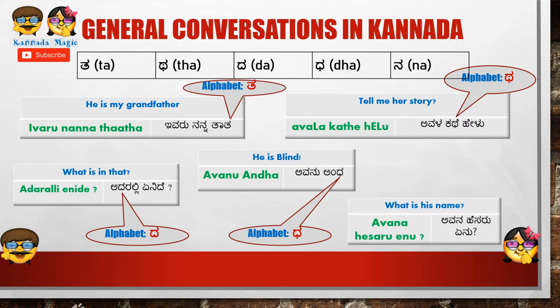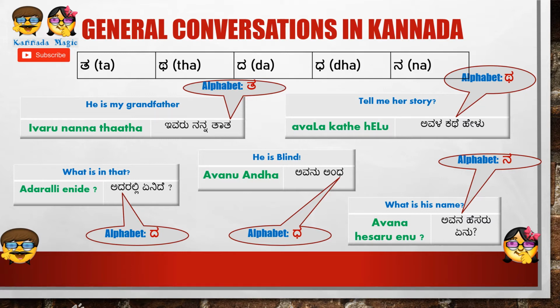Avana hesaru enu. ಅವನ ಹೆಸರು ಏನು? means what is his name. If you want to say what is her name, you can say avala hesaru enu. ಅವಳ ಹೆಸರು ಏನು? So here you want to know his name, so you will say avana hesaru enu.